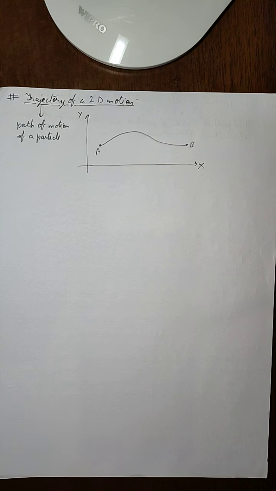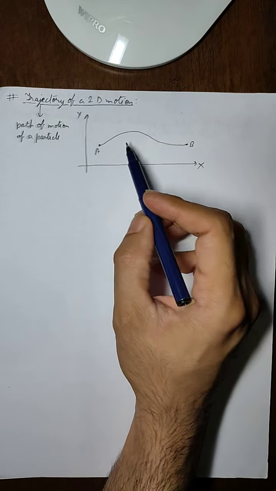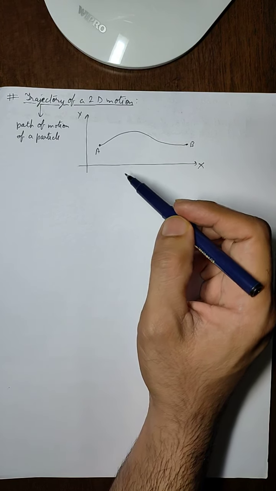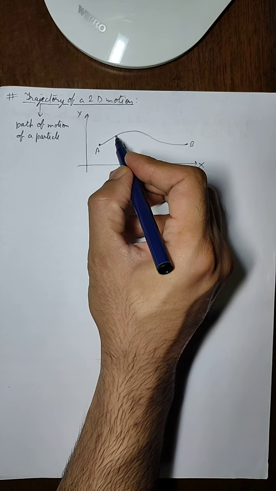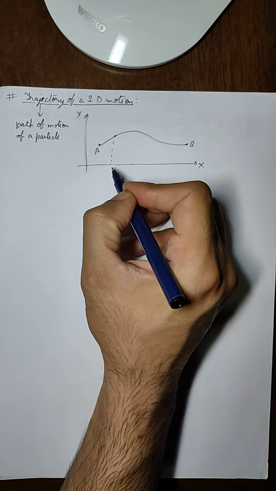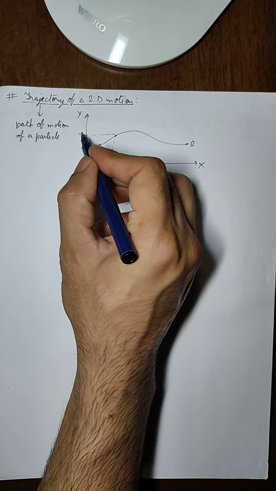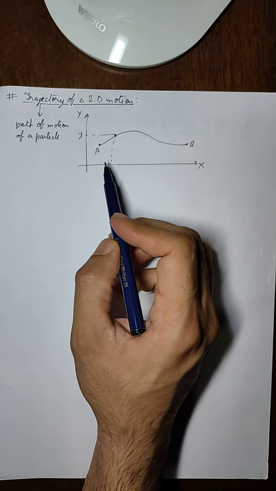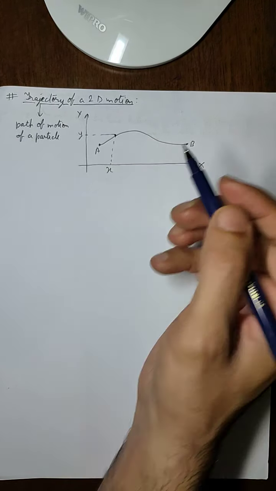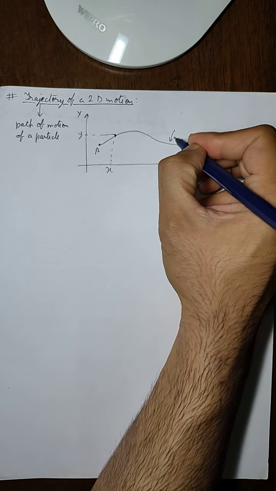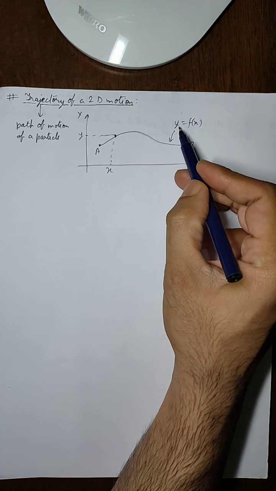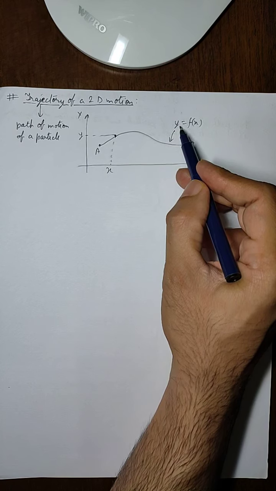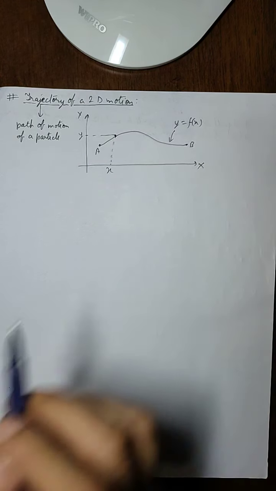Now when a particle is moving in an XY plane like this, its position is changing both in the X direction and in the Y direction. That means if we take any point, it will have some value of x and some value of y at the same point. That means there can be an equation which relates x and y. So there can be a function y equals f(x). This is called y as a function of x. That means the value of y depends on the values of x. So y is a function of x.